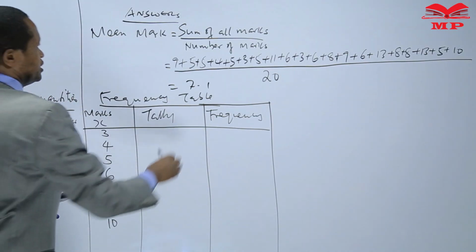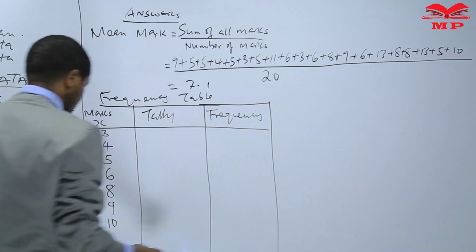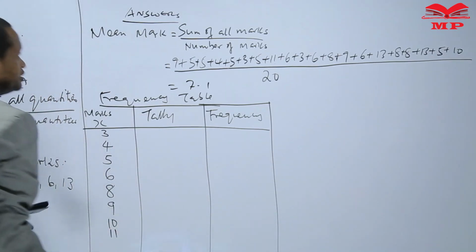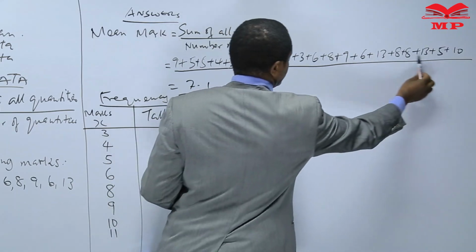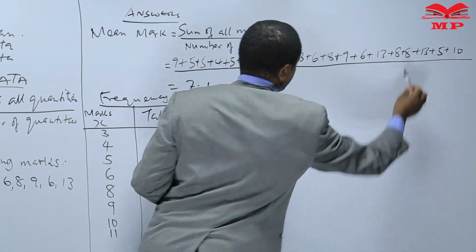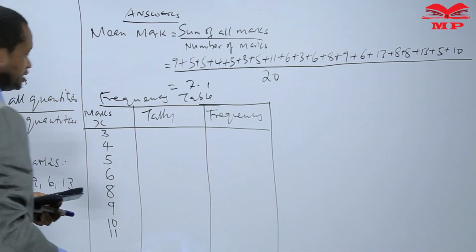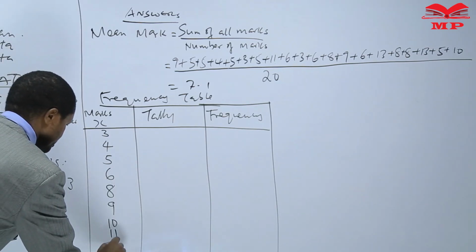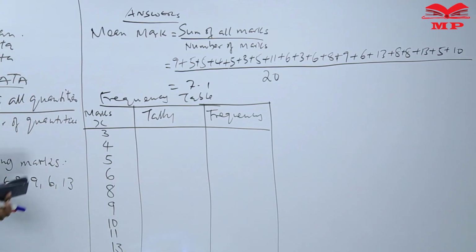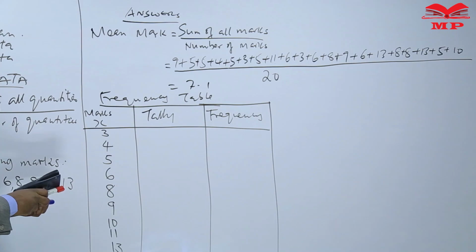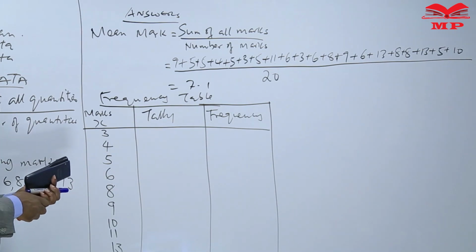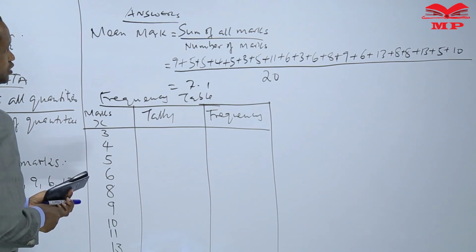11, we have it. Then 12. We don't have 12, but we have 13. So 13 is the last mark. So we can come here and tally. We do the tallying. So 3 marks appears in the distribution or in the data.